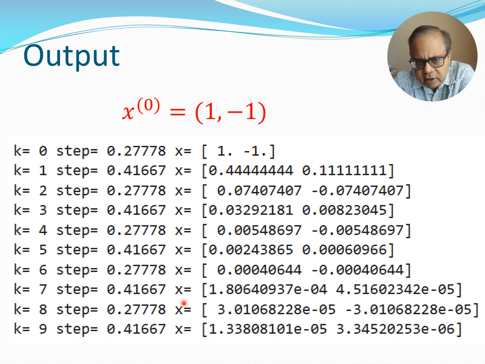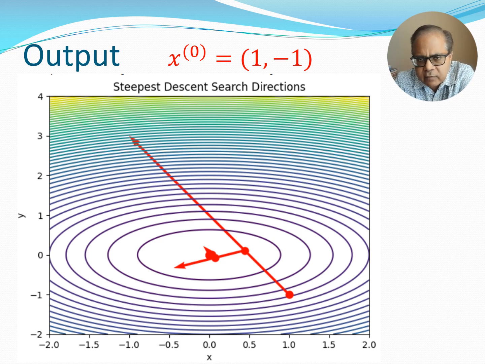So let us see the convergence which we have given here. Starting from point -1, we essentially converge to something which is close to 0, 0. Let us now see what our plotting function gives us. So this is what we get. We are starting from this point 1, -1, and this is the search direction.